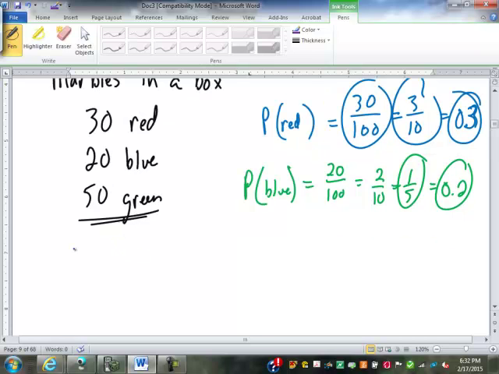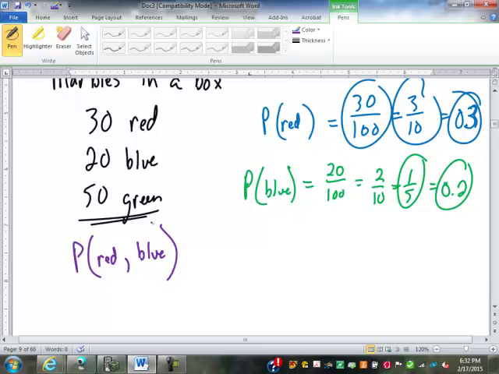This next one's a little bit tricky. What is the probability of reaching into the box and pulling out a red marble followed by a blue marble? Well, in this case, you might be tempted to jump in and start doing some number crunching, but right now we do not have enough information.